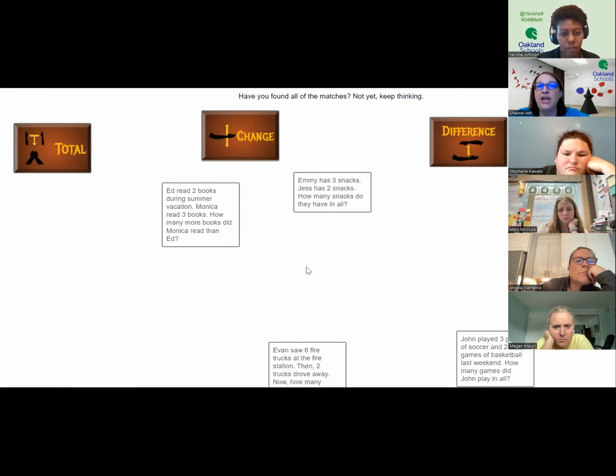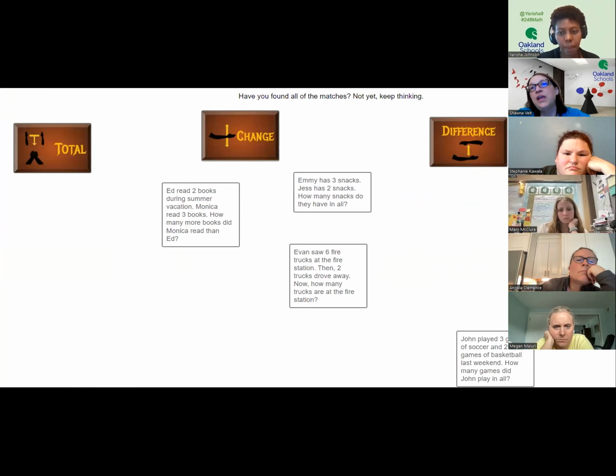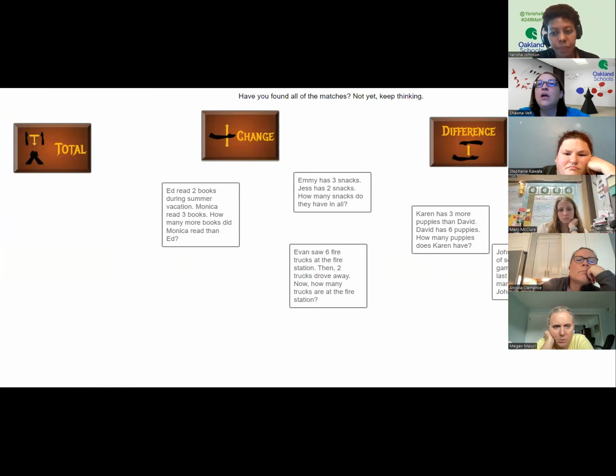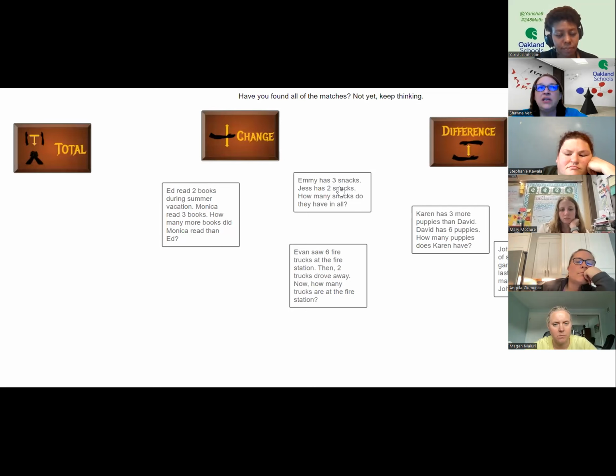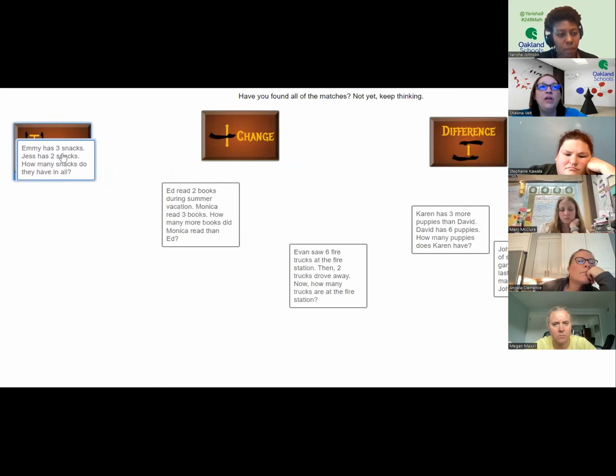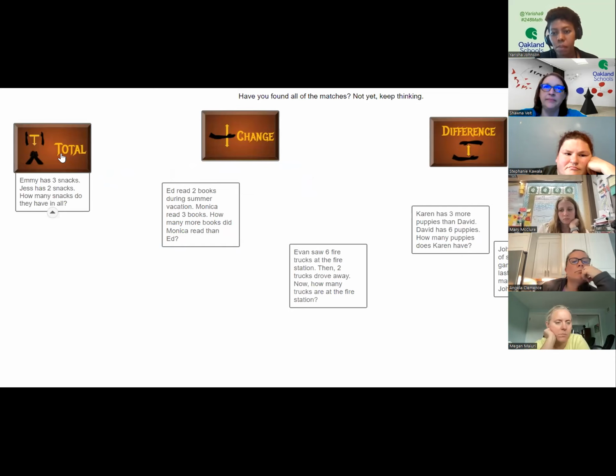Let students know that when all of the matches are done correctly, a message at the top will change. So as we're looking at these problems, we have: Emmy has 3 snacks. Jess has 2. How many do they have in all? Is that a total, a change, or a difference? Total, thank you. When you want to snap a card together, you drag it over, and when it's highlighted blue, it snaps. Very satisfying.